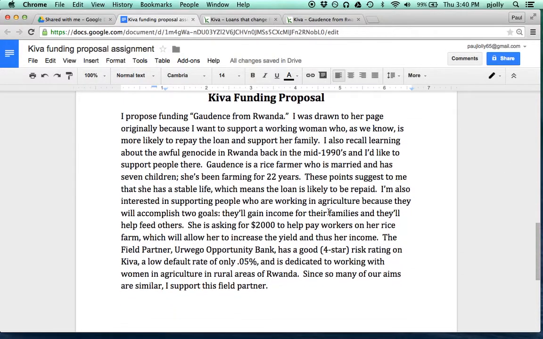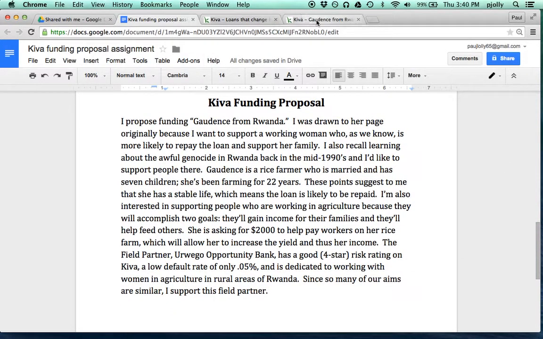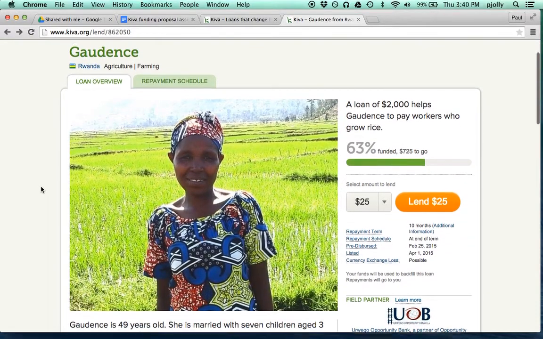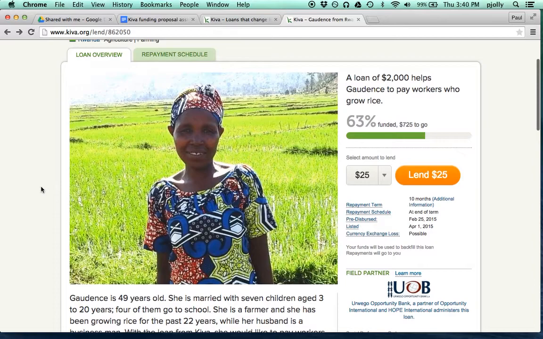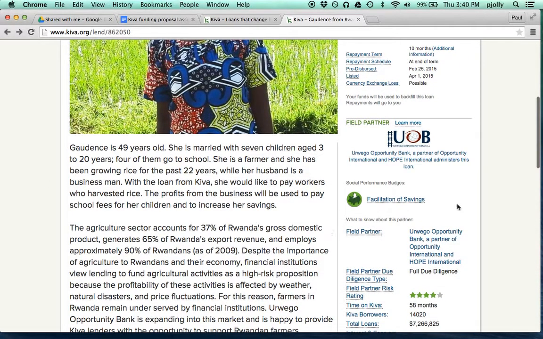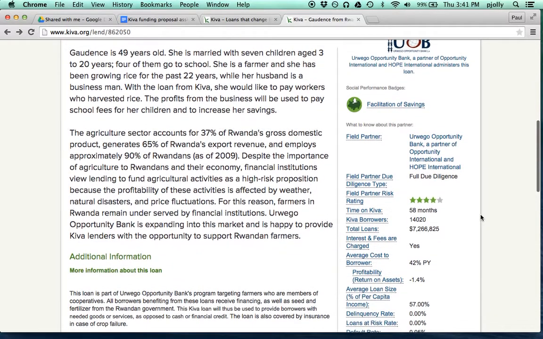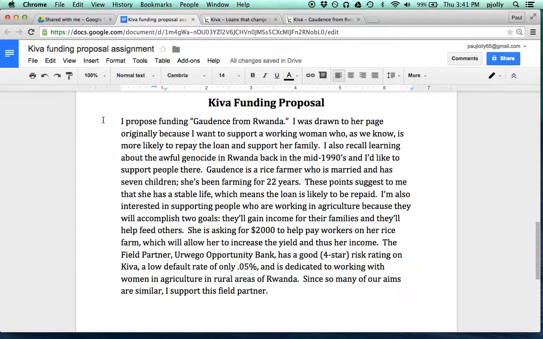So here's a sample. I went and I looked through on Kiva. Let me click back on the page. And I found this woman. Her name is, I think, Gaudence. She's from Rwanda. And I found information about how much money she wants, what she wants it for, a bit about her background, and information about the field partner. And when I was finished, I thought this would be a good loan for us to make. So here's a good sample proposal for why I think this would be a good loan to make.